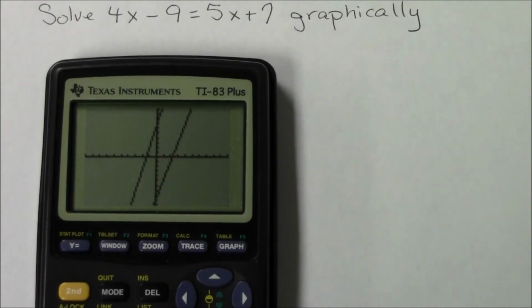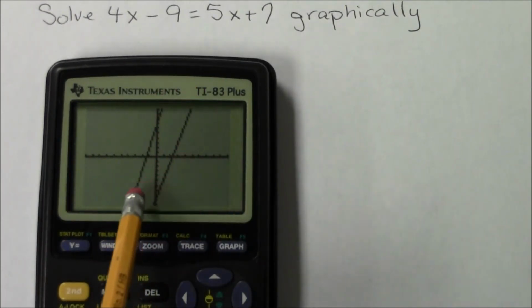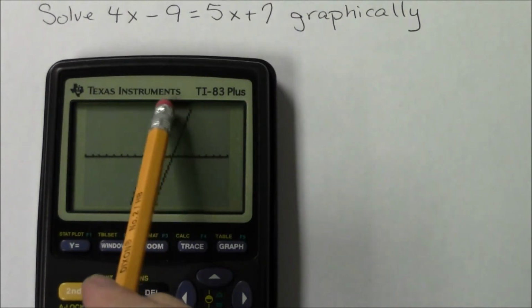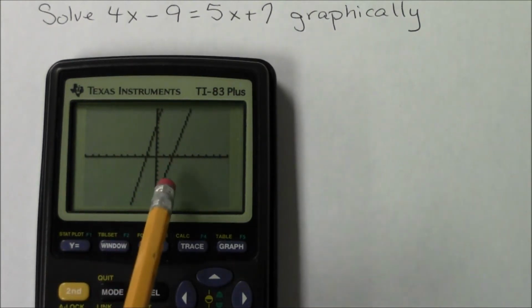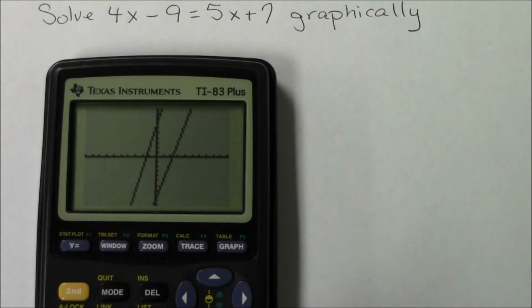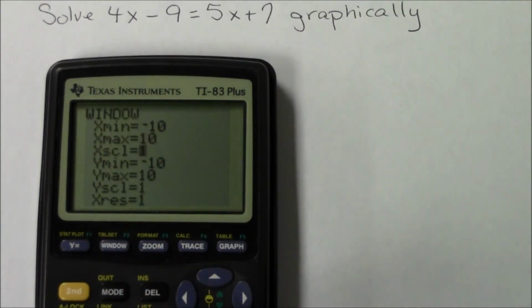Now unfortunately in this graph, the place where the two lines cross doesn't show up, but we can see that they're a little closer together here than here. So it must be down here in the bottom somewhere. So we need to have more space in the negative y direction. Let's go to our window and see if we can adjust this so that the window will look better. We need a lot more down in the y direction. So let's just try negative 30. And we're going to push the graph button.